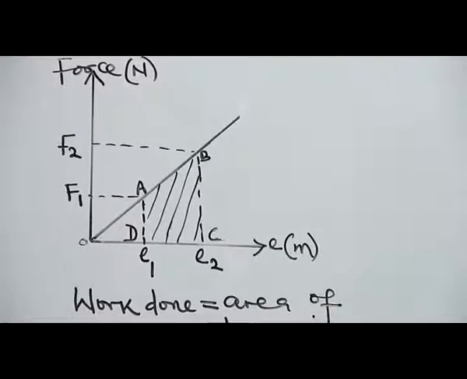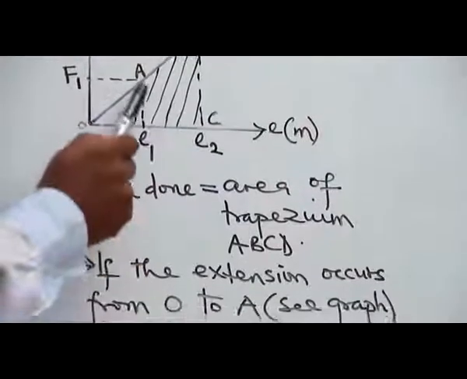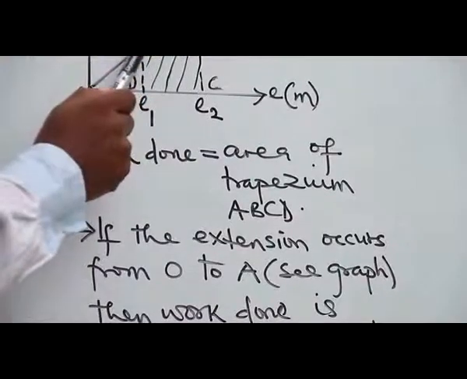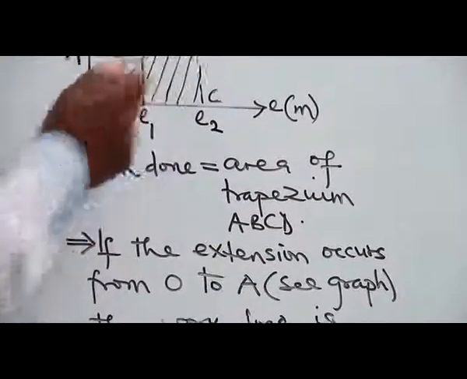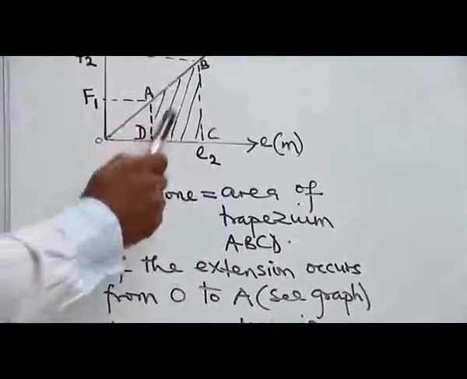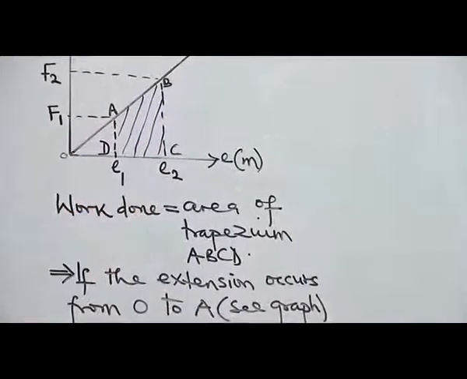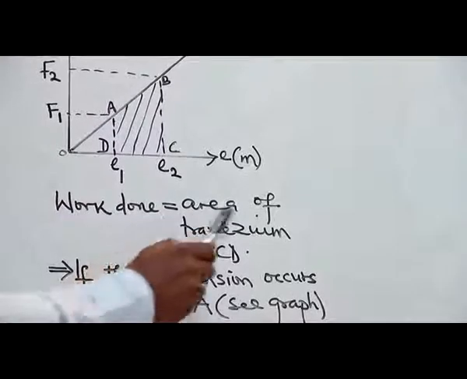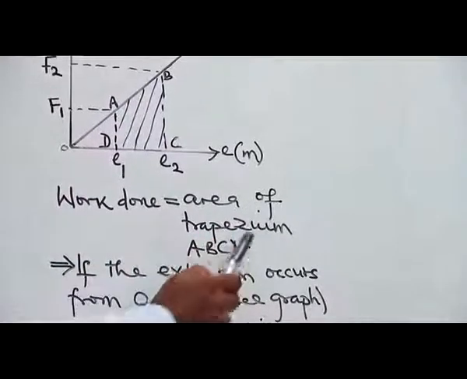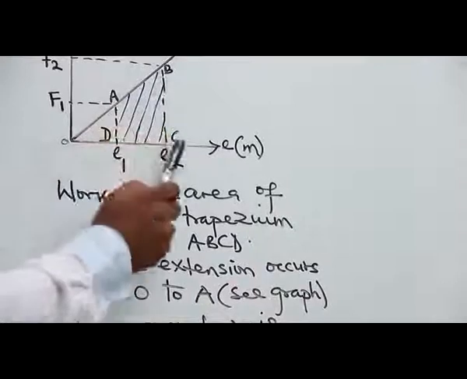From this graph, the work done is equal to the area of the shape under the line between points A and B. And this shape that has been shaded here is a trapezium. Therefore, the work done is equal to the area of trapezium ABCD.